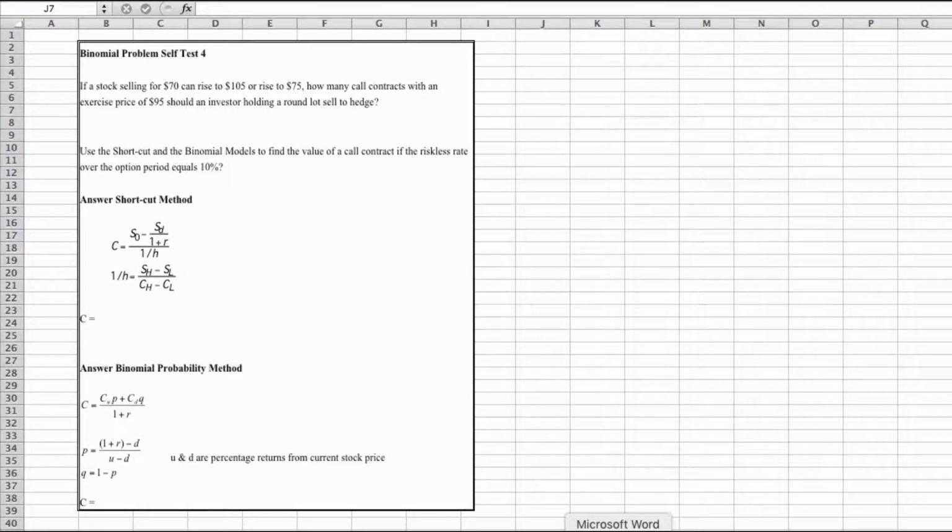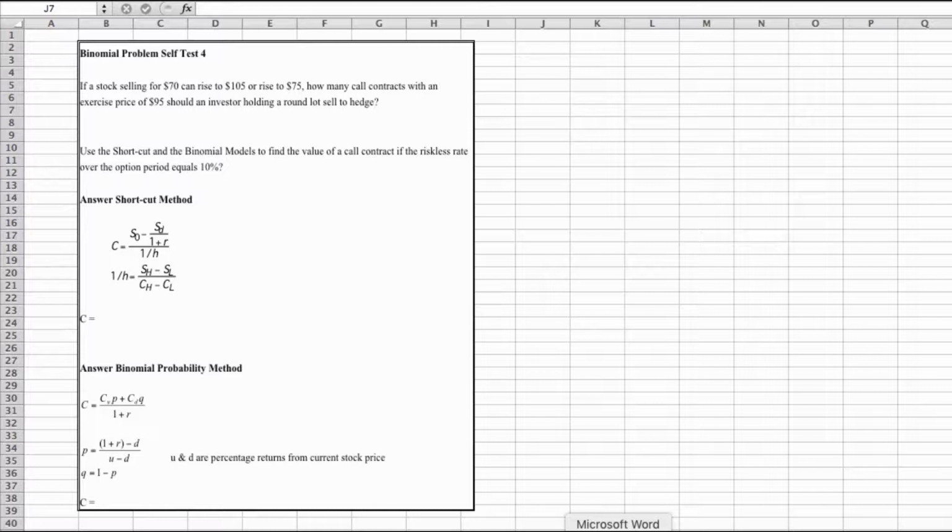Let's take a look at a binomial problem done two ways, the shortcut method for the call. It's just sort of an instructional way to see that the risk-free portfolio has to return the risk-free rate by reaching the downside price and accounting for the large drop in value from your origin by selling calls.